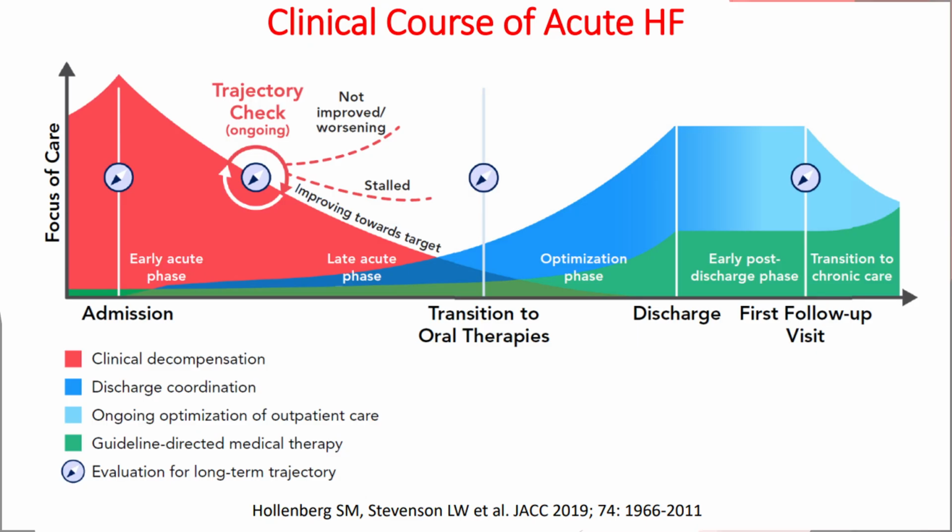What's the clinical course of acute heart failure? So you have the early acute phase, which is the biggest focus of care. And then there are usually multiple rechecks, trajectory checks, where you assess for not improved or worsening, stalled, or improving. You have the late acute phase, and then the optimization phase with the early post-discharge phase and transition to chronic care phase. Our biggest focus is in that red region right now.